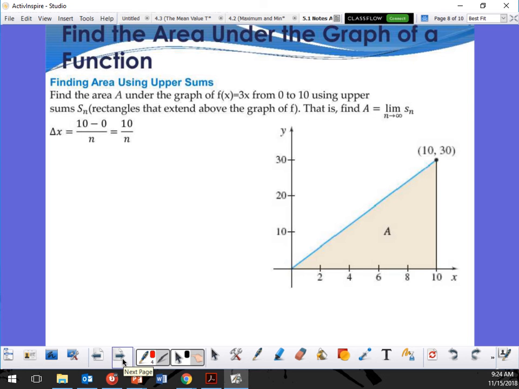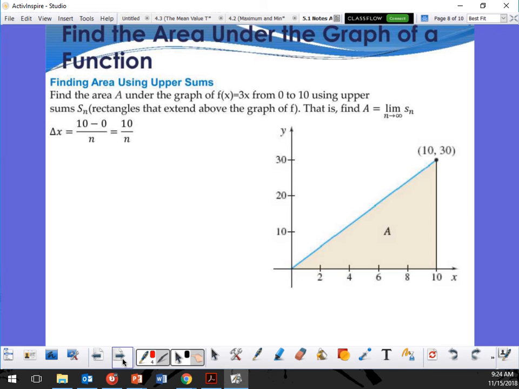Finding area with upper sums. So right here, this says the graph f of x equals 3x from 0 to 10 using upper sums, rectangles extended above the graph. The limit of all the sums right here. So on this one, however many sums I have, the width would be 10 over n, right? So my area would be this times my f of x, my f of x of the upper sum, right?